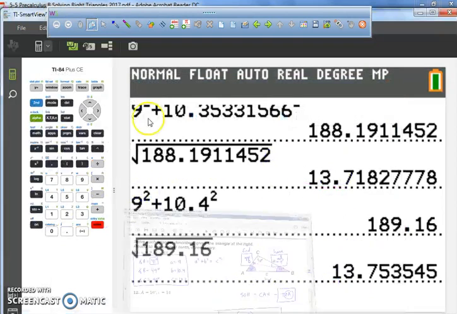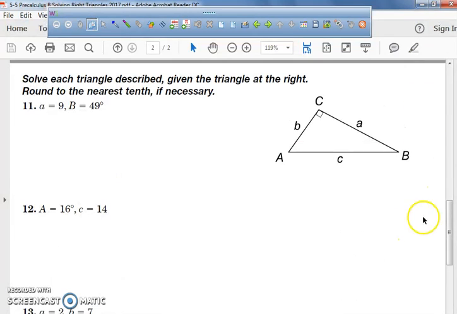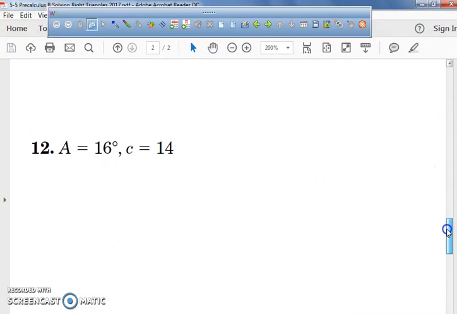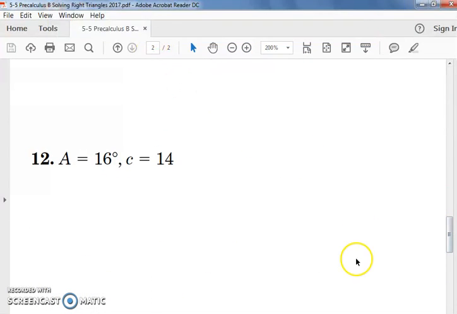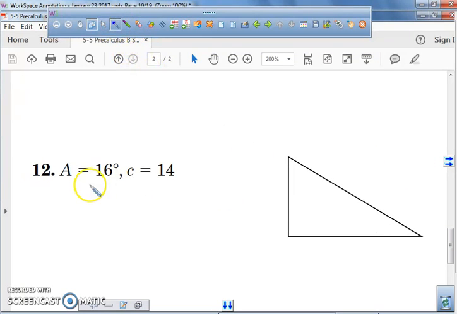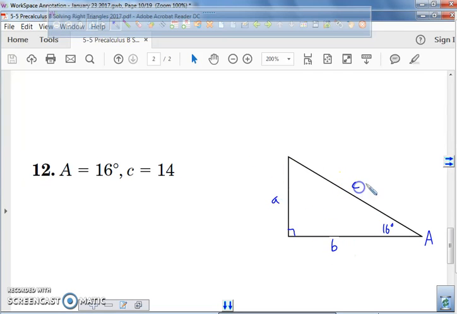How about this? Before we move on, I hope you guys set up number 12. All right, I'm going to zoom in on number 12. Right here. You're going to draw a triangle. Not going to solve the problem, it's going to help you set it up. Okay? Now it says angle A. I'm going to put angle A right here. I'm going to call that a 16-degree angle. All right, this is going to be lowercase a. Here's lowercase b. Here's lowercase c.